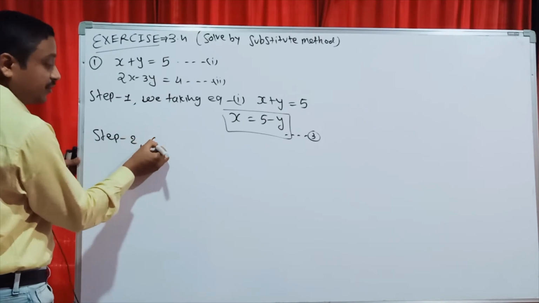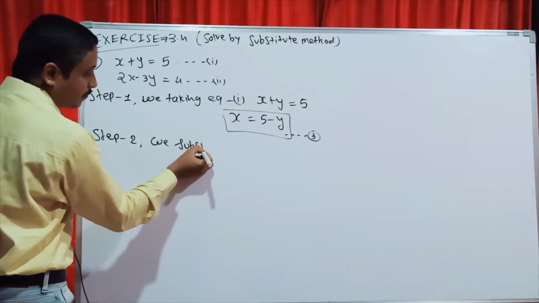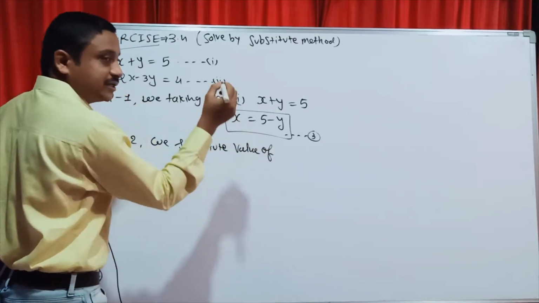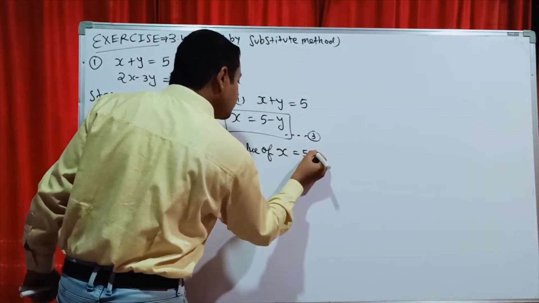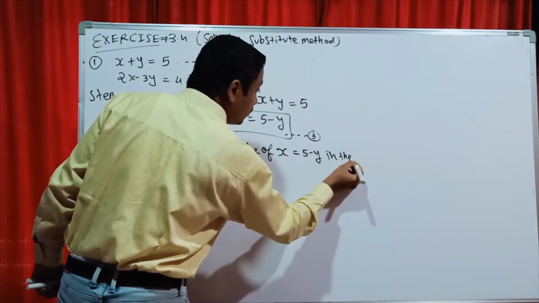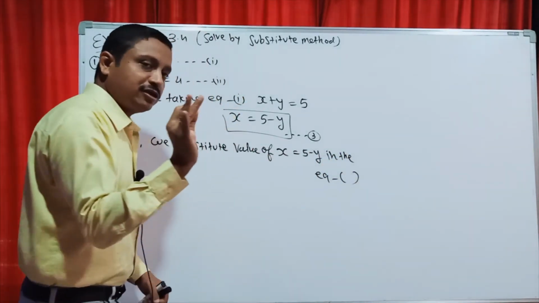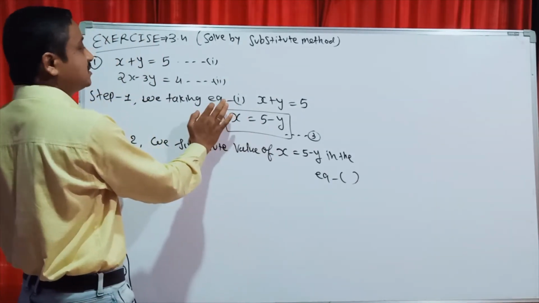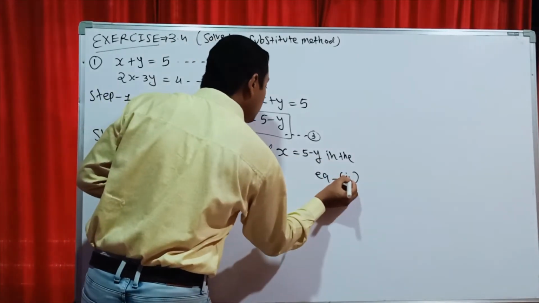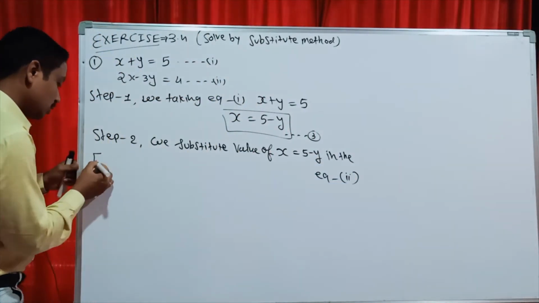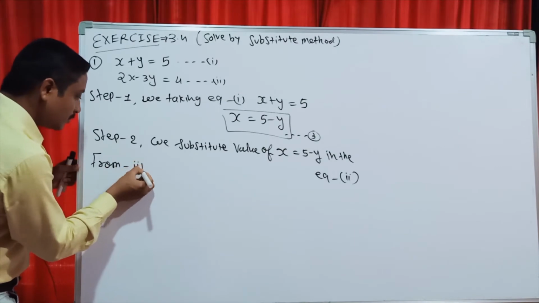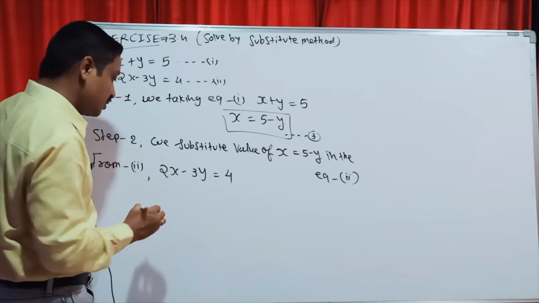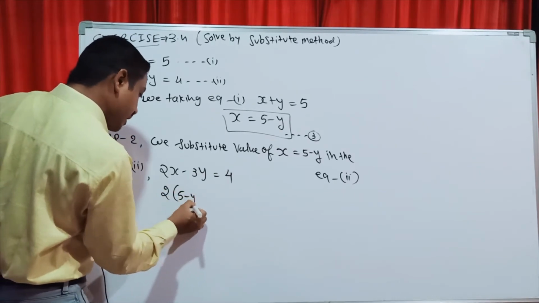Now step 2, we substitute value of, yes students, this value x is equal to 5 minus y in the equation number. These are the main turning point. I again and again same calling. Here equation 1 utilize, so you substitute in the equation number 2. So from 2, what is from 2? 2x minus 3y is equal to 4. Apply the value x, 5 minus y.